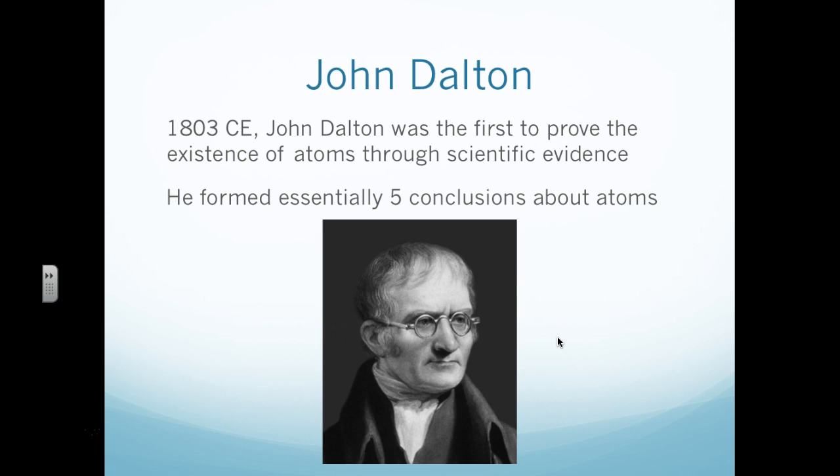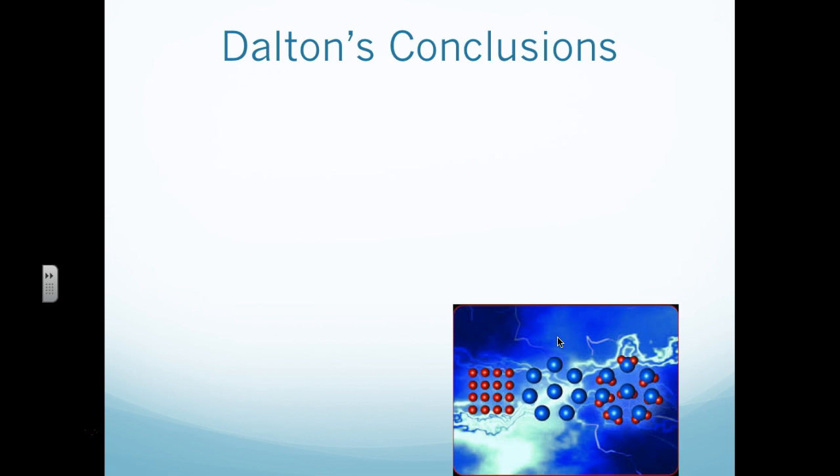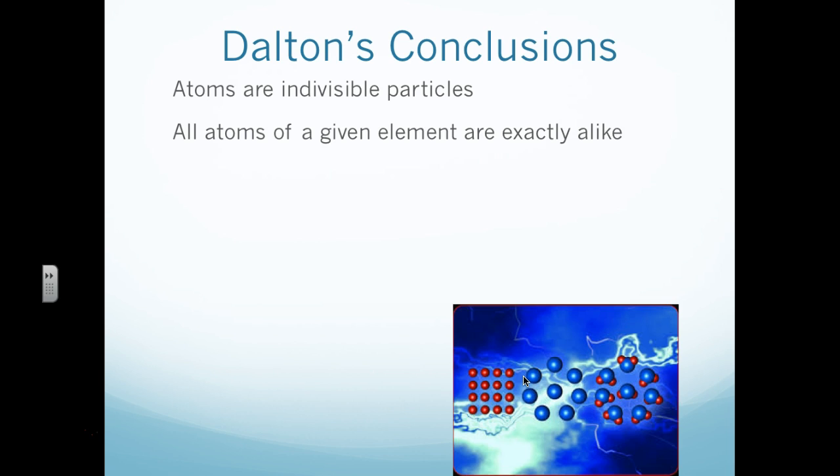And he basically formed 5 conclusions about atoms. The first one is he totally agreed with Democritus that atoms are indivisible particles. So down here we have indivisible atoms. They are solid spheres that cannot be divided. There's nothing smaller than an atom. Atoms are solid, indestructible spheres.